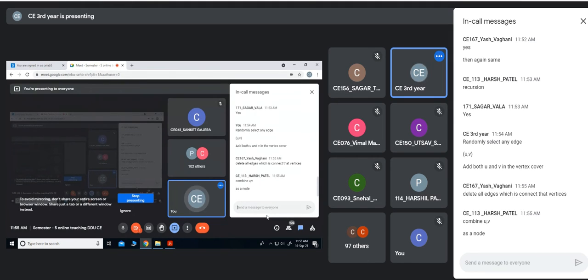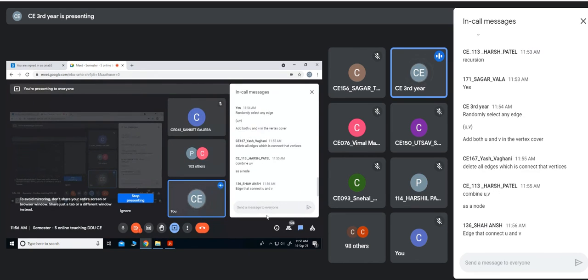So that one approach is okay, but what Yash says is delete all edges which are connected with those vertices. Very correct. So this is called incident, right? The edges which are connected with either u or v, you delete all of them, because at least one endpoint should be there, and we have u and v both. Wherever u is one endpoint, delete all such edges. Wherever v is one endpoint, delete all such edges. Create a new graph, and do this process.